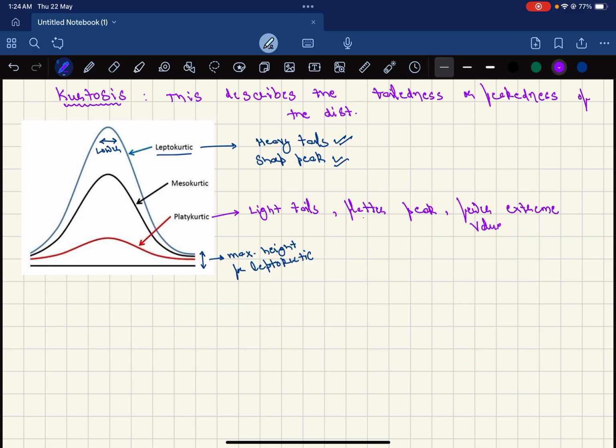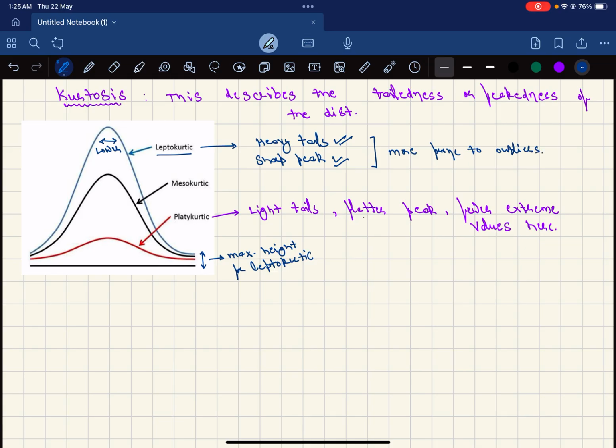The fewer extreme values are there because the tails are light, so there are not many outliers or extreme values on both the left and the right side. Therefore there are fewer extreme values. But the leptokurtic distribution which we saw here has heavy tails and a sharp peak, and since it has heavy tails, there are more outliers here. So these are more prone to outliers.